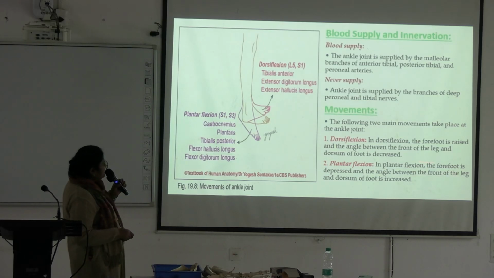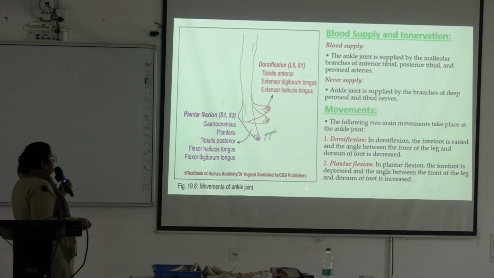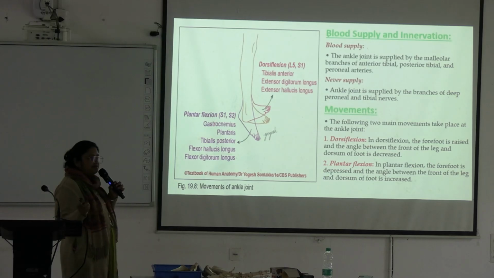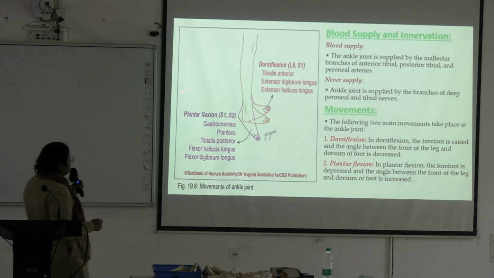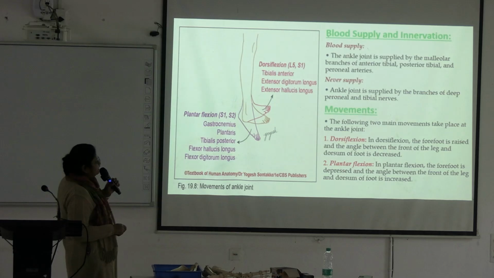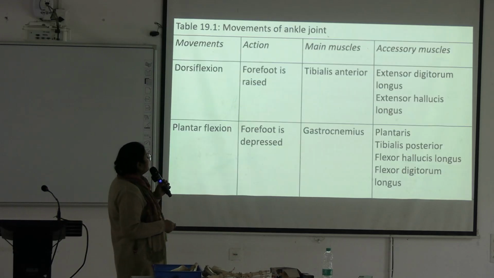Next, plantarflexion. In plantarflexion, the forefoot is depressed and the angle between the front of the leg and the dorsum of the foot is increased. So you can see the angle is increased in plantarflexion. Root values are S1, S2, and for dorsiflexion it is L5, S1. And these are the muscles involved in plantarflexion, which are very, very important. You must remember the plantarflexion muscles: gastrocnemius, plantaris, tibialis posterior, flexor hallucis longus, flexor digitorum longus. So these are the muscles.